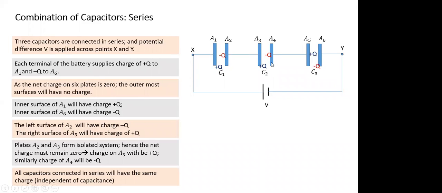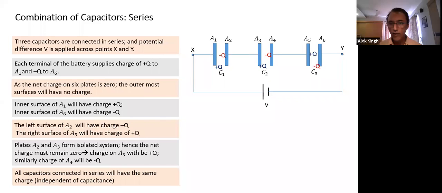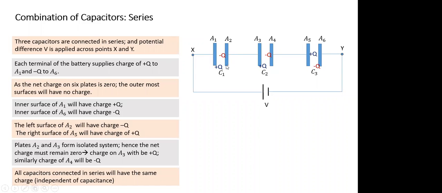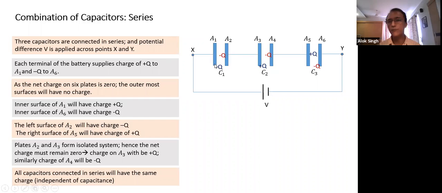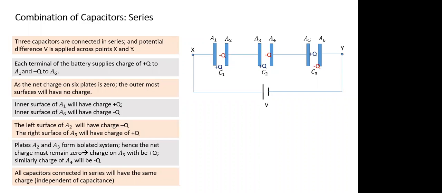Sir, what about the charge on the outer surfaces of A2? If I take these two plates as a system, suppose they are a separated capacitor, what is the net charge on this system? It is 0. So if this is 0, the outermost surfaces have to have 0 charge.